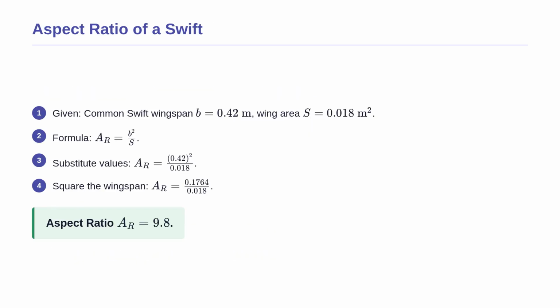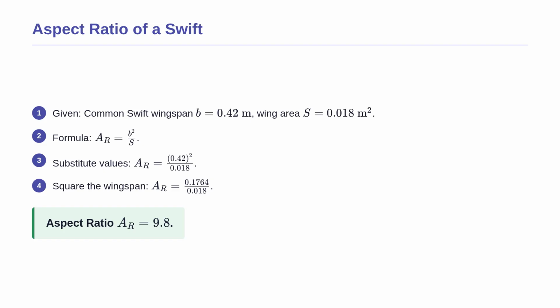Let us apply this new formula to the common swift, a bird known for spending almost its entire life in the air. We're given a wingspan of 0.42 meters and a wing area of 0.018 square meters. We want to find its aspect ratio to understand its aerodynamic classification. We substitute the values into our formula.